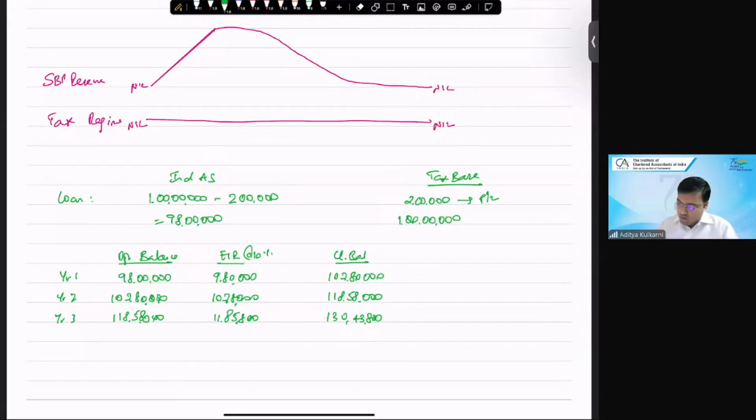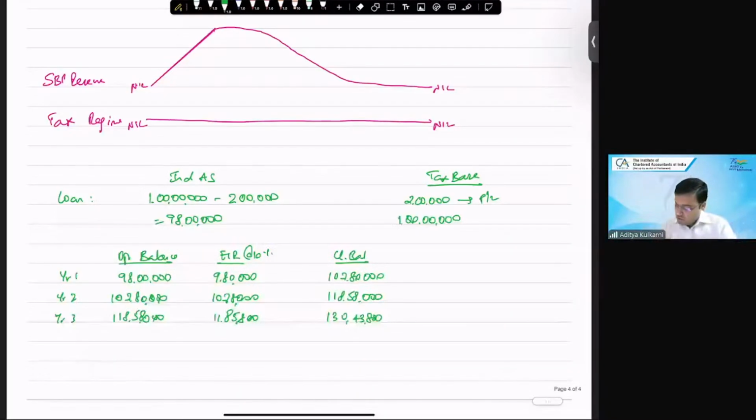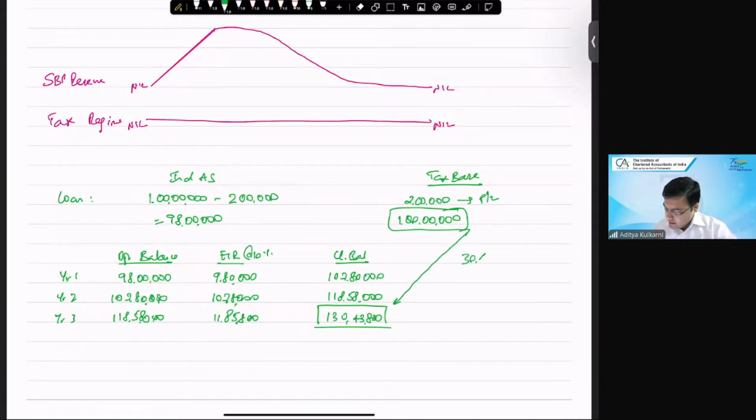Now, what the question is asking is, as per income tax, a further deduction of 30,43,800 will be claimed when the loan is repaid. So now, your tax base is 1 crore. Every year you are not paying the interest, so the tax department says we will not give you interest deduction. Why should we? You are paying 1,30,43,800 at the end. So this interest of 30,43,800 will be given in year 3 when the interest is actually paid. Is it okay? Yes, sir.